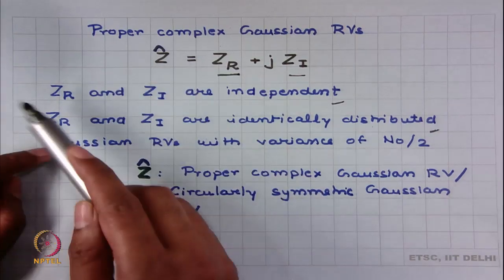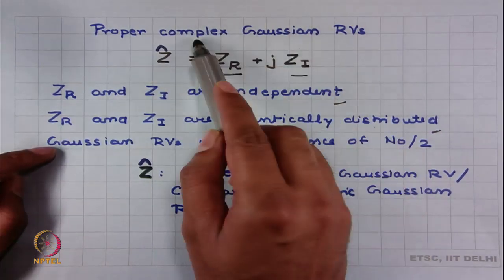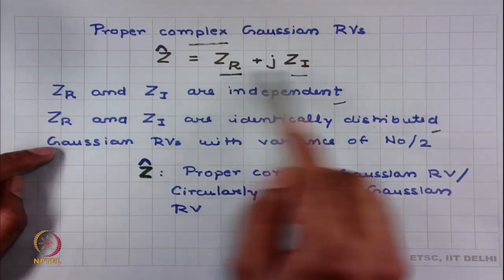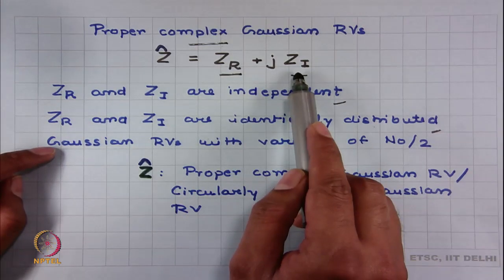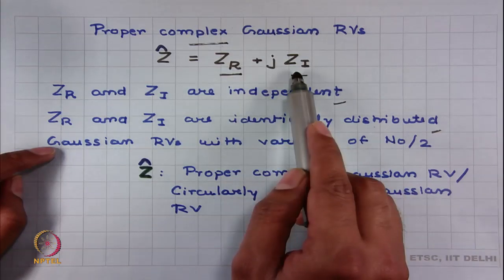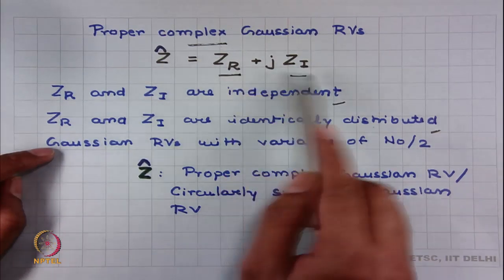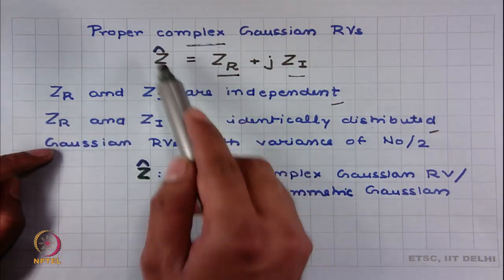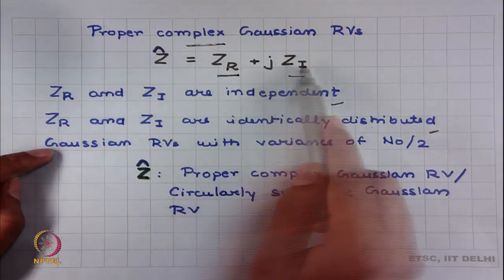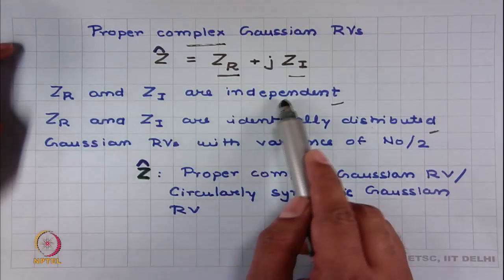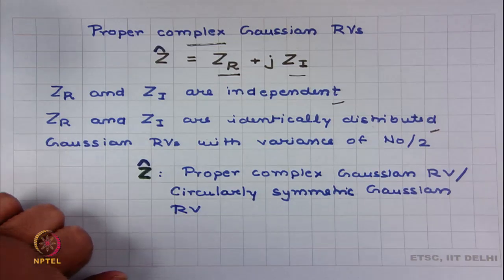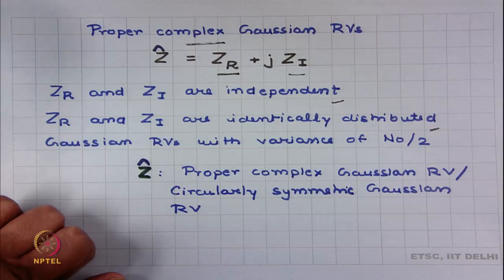So, what is a proper complex Gaussian random variable? First of all it is a complex Gaussian random variable, that means it is composed of two real Gaussian random variables, and these random variables are independent, and they are also identically distributed. Okay. So, if z cap has two real independent random variables which are identically distributed Gaussian random variables, then we say that random variable is a proper complex Gaussian random variable.